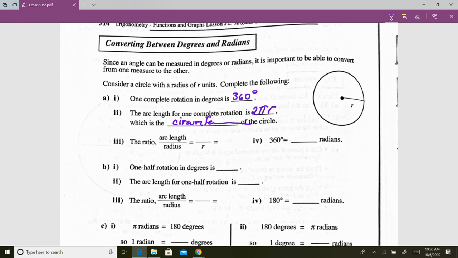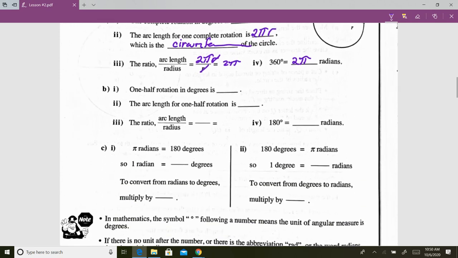So we said on the previous page, the ratio of arc length to radius, which is rads. If the arc length is the circumference and all the way around is 2 pi r, what happens to the r's? They cancel out. So one complete rotation of the circle in rads is 2 pi. Therefore, 2 pi has to be the same as 360 degrees. So 360 degrees is equal to 2 pi rads. Same thing. If we know that, we can do everything else off of that.